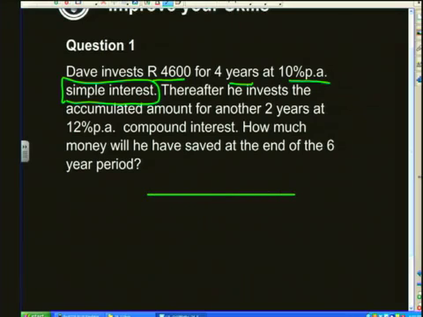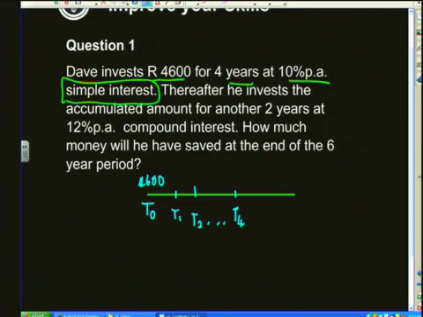All right, so he invested for 4 years. Starting off now, he's putting that money into a bank or wherever he's putting it. He's doing that investment now. So that's time 0. How much is he putting away? He's putting away 4,600 Rand. And this is invested for 4 years at 10%. So this is going to go all the way. We've got year 1, year 2, all the way to year 4.